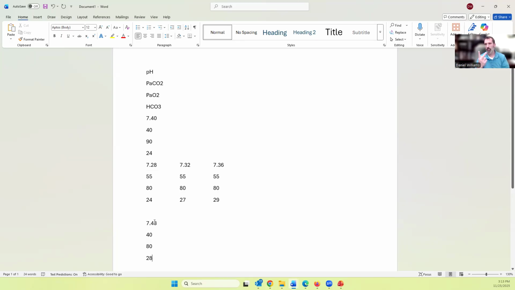I'm going to look at the respiratory component. I'll look at the renal component. And I understand those relationships. If CO2 goes up, pH goes down. If CO2 goes down, pH goes up, because they're inversely related. Bicarb, if bicarb goes up, it takes pH up with it. If bicarb goes down, it takes pH down with it, and so forth.